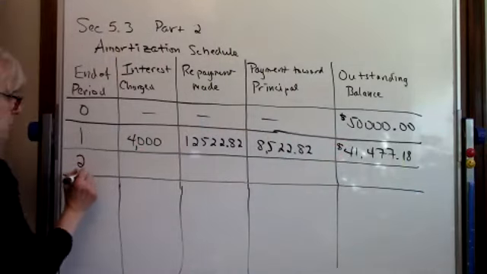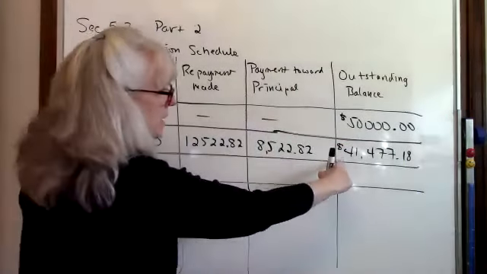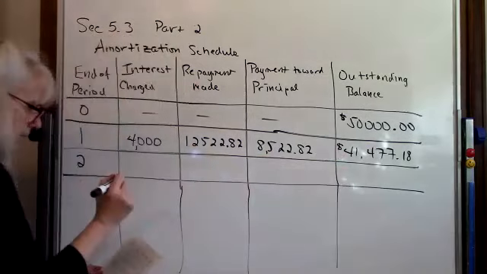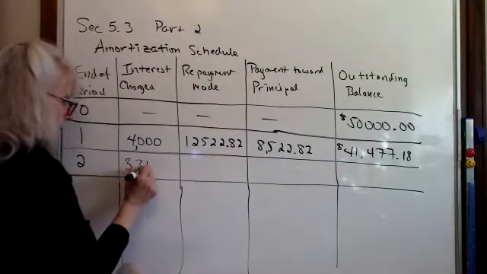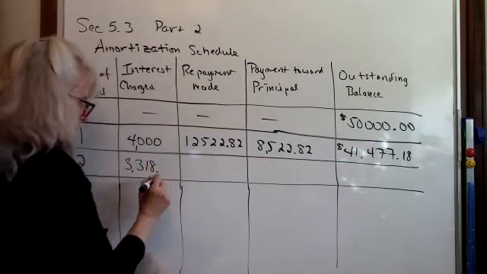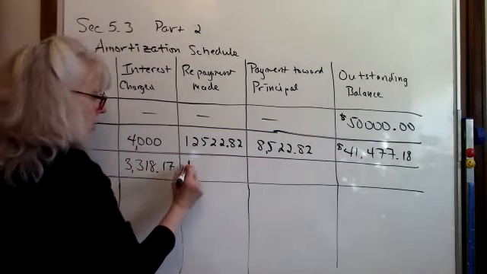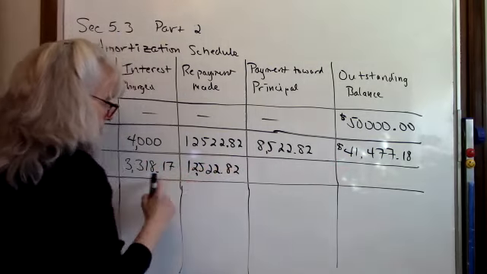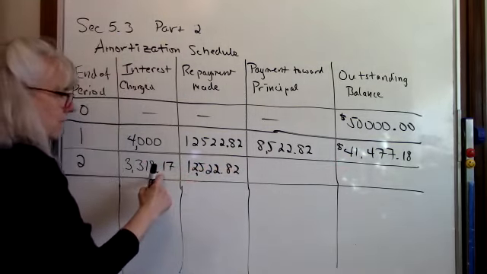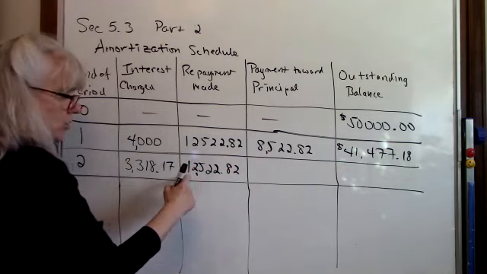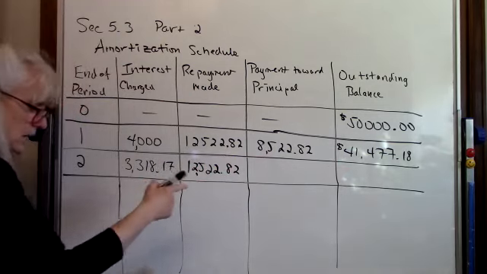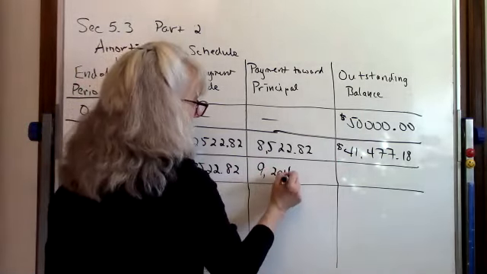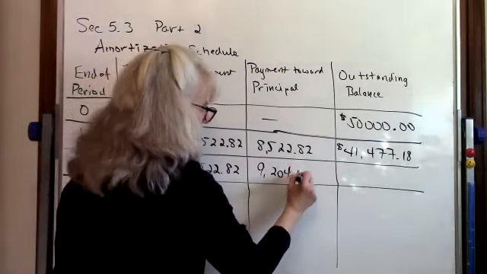Okay. So let's do one more line just to show you what it really is doing. So this is at the end of year 2. Now we're going to take 8% of the 41,000. So 0.08 times this 41,000 gives us $3,318.17. And that's how much of our $12,000 payment is going to interest. So the bank is making this money. This is their profit off of that $12,000 that we just made. The difference between these two comes out to be my payment on the principal.